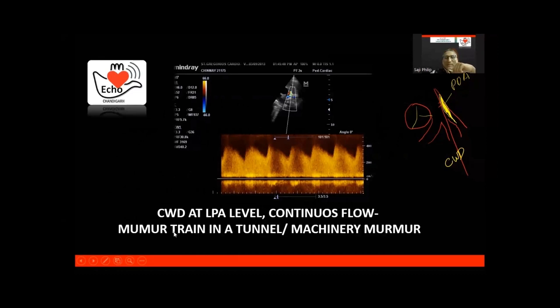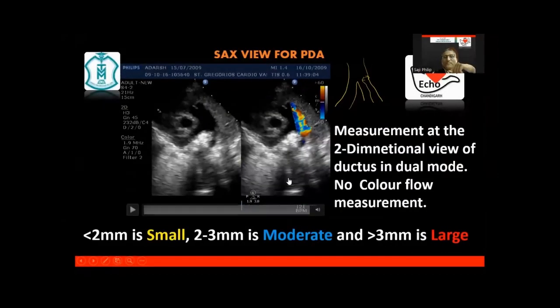So there is a murmur when you auscultate. There is a machinery murmur or a train in a tunnel murmur. Measurement at the two-dimensional view of the ductus in ductal mode, no color flow measurement.